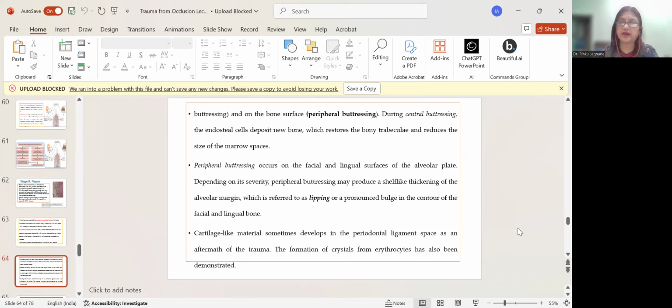Cartilage-like material sometimes develops in the periodontal ligament space as an aftermath of the trauma.